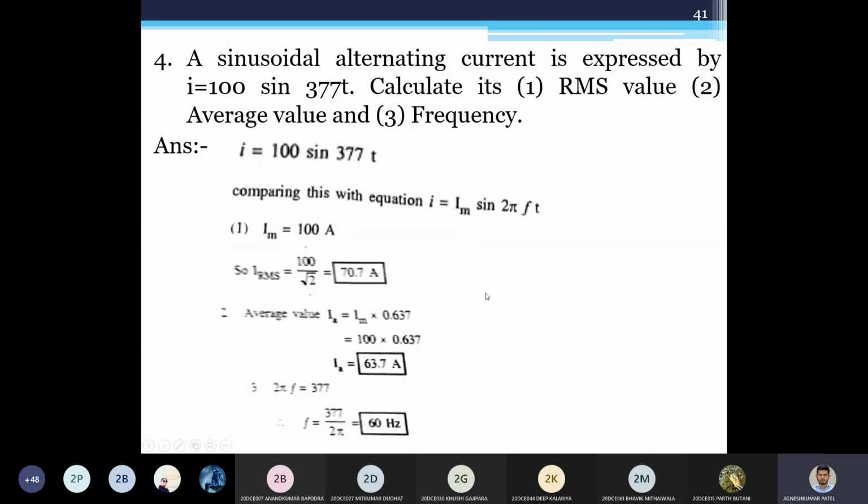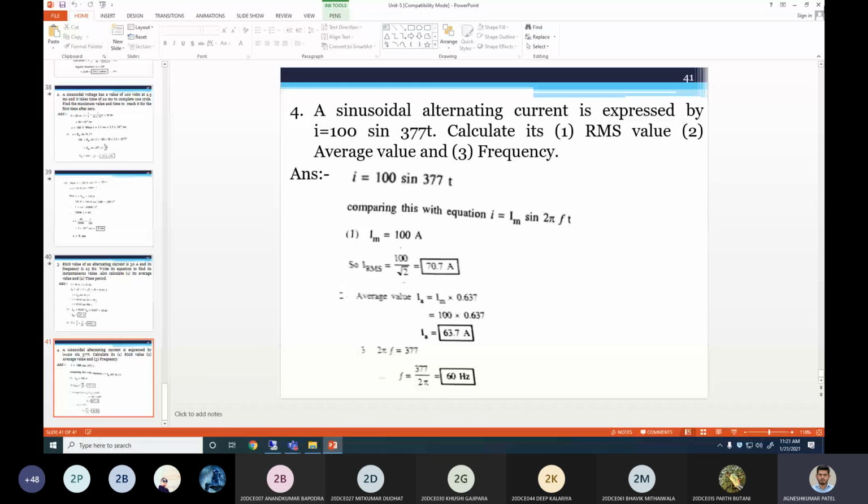One more example, very easy. You can calculate it by yourself. Oh, sorry, it's 11 minutes. Okay, we will stop here. If you have any doubt, you can ask or you can leave.